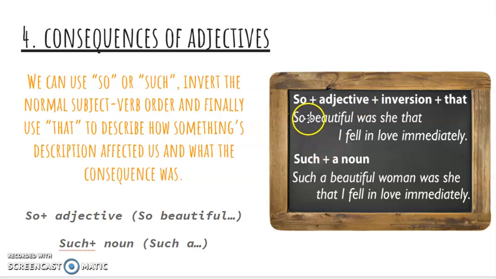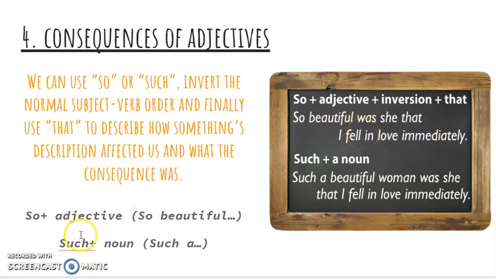So have a look at this. "So beautiful was she that I fell in love immediately," right? That would be an example with "so." So beautiful, "so" plus an adjective. We invert the verb and subject. Then we use "that," and finally we explain the consequence of her being so beautiful.